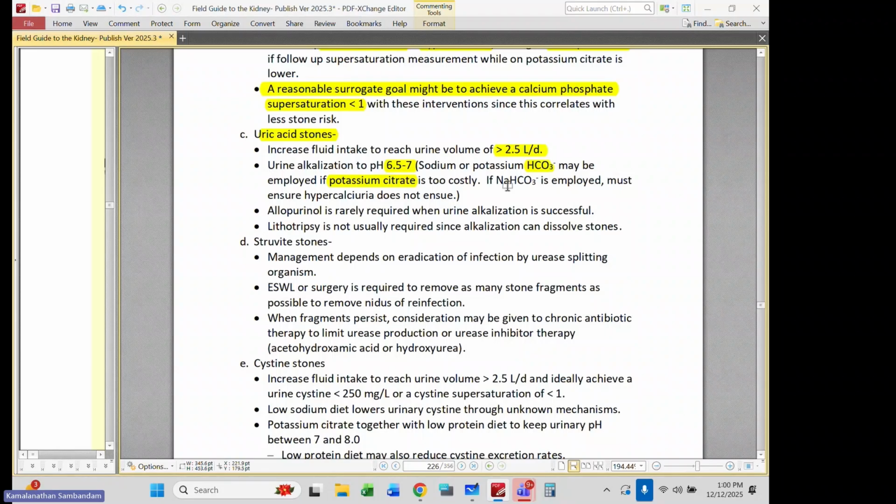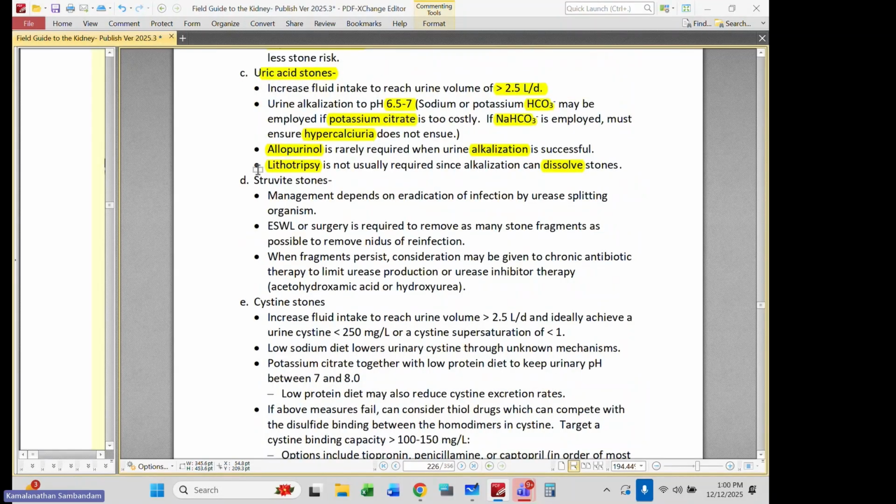Now, if you're going to use a sodium salt, you should certainly watch for the development of hypercalciuria, keeping in mind that sodium bicarbonate doesn't have all that much salt, right? Each tablet has 7 millimoles of sodium in it. Allopurinol is used sometimes, but most of the time, urinary alkalinization is sufficient. And again, these are the ones that can be dissolved, that may not even need lithotripsy to break them up and excrete and extract them.